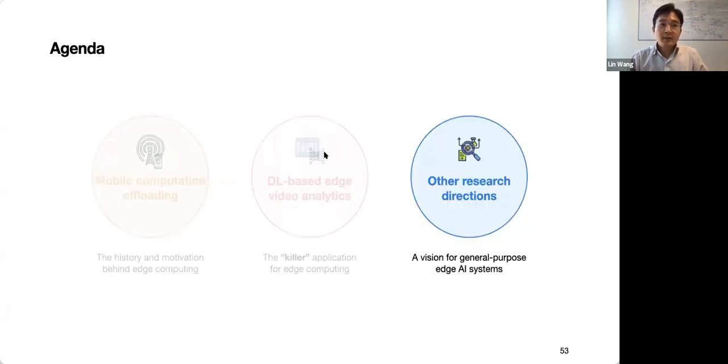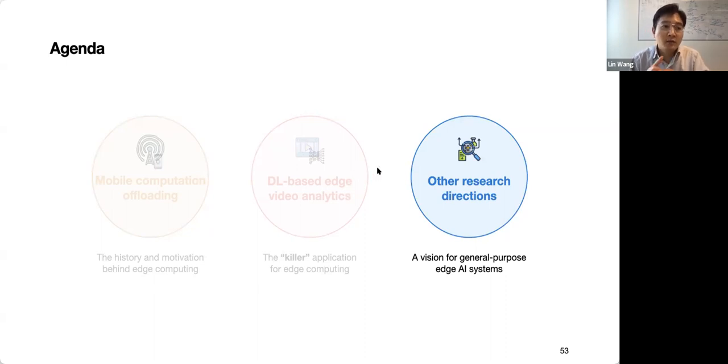So that's about fusion. So we have talked about basically three different approaches for hybrid deployment of video analytics applications, right? We talked about object tracking, we talked about DNN partitioning, early access, and also we talked about fusion. So now let's move on to some other research directions.